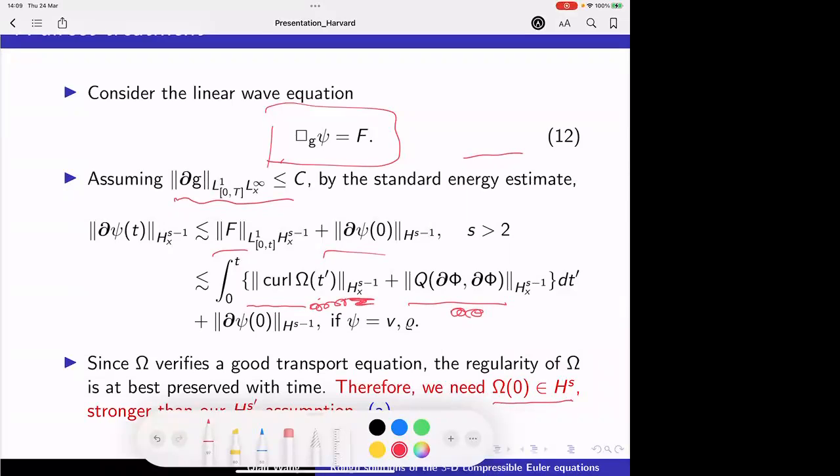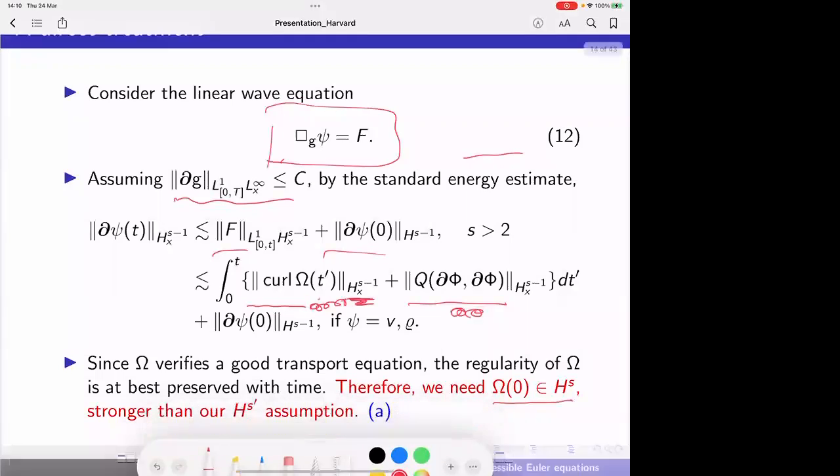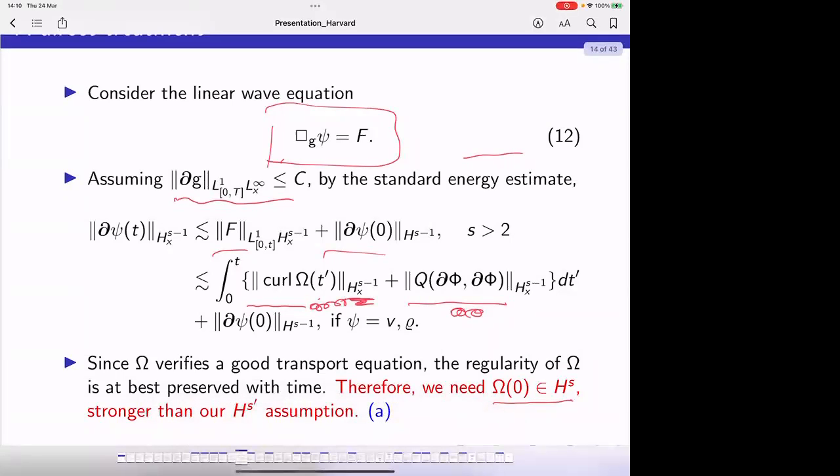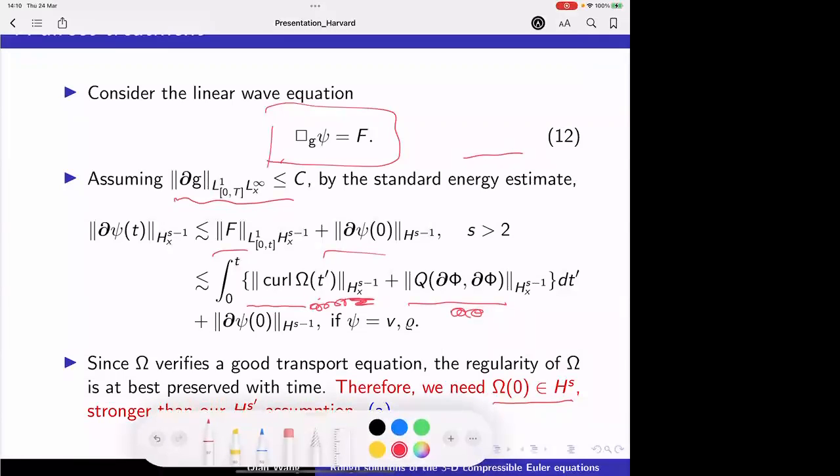I mean, you can do even better. If you use this regime, you have to assume omega initially is in H^s. However, my assumption in the theorem is H^s prime, where s prime is strictly less than s. So this is the first place I feel I'm over my budget. I cannot go further. This is the first place, and there will be more. Keep this in mind.